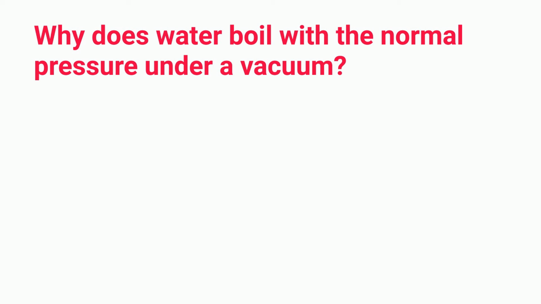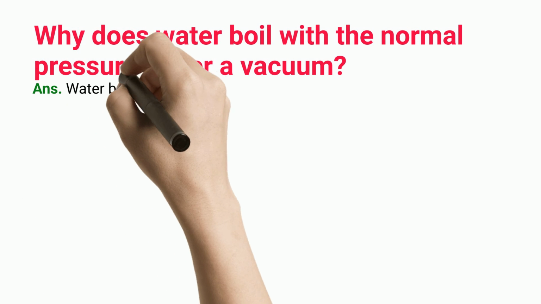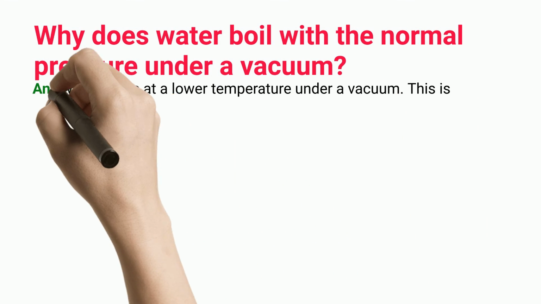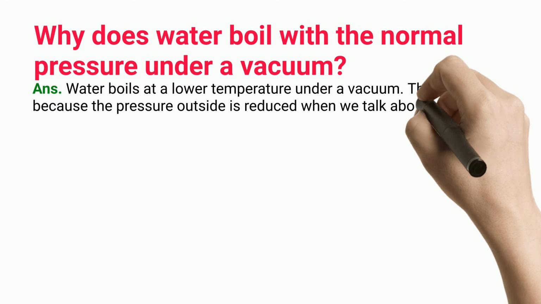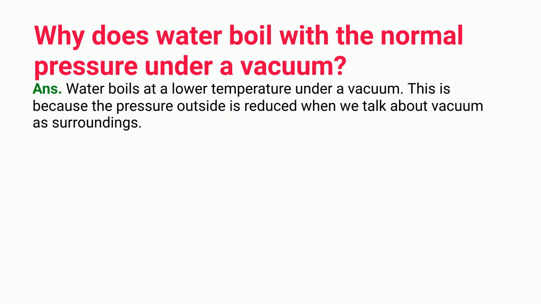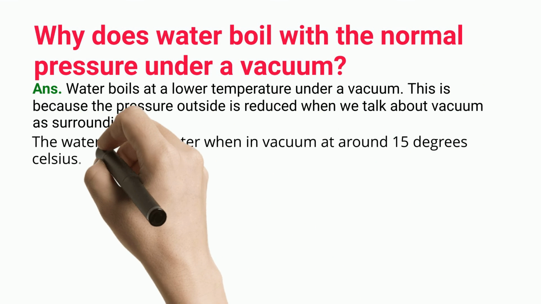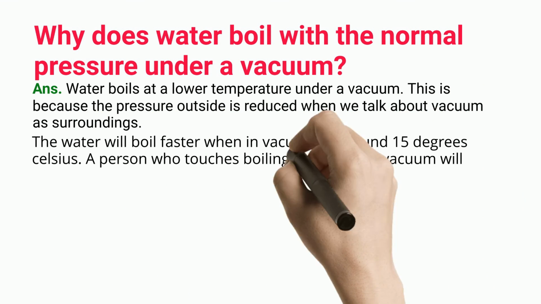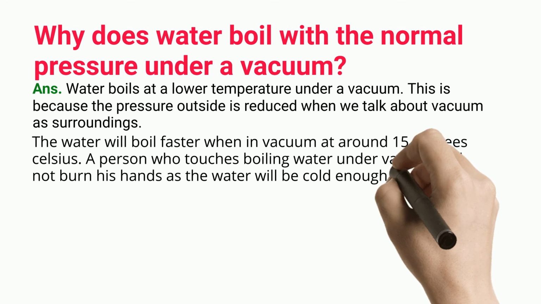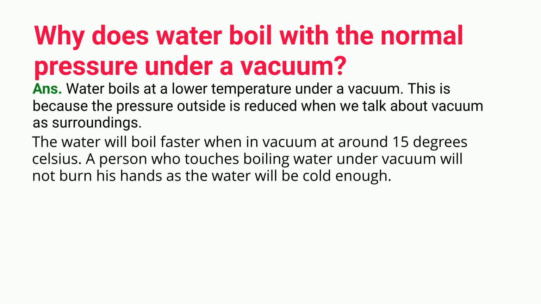Why does water boil at normal pressure under a vacuum? Water boils at a lower temperature under a vacuum. This is because the pressure outside is reduced when we talk about vacuum as surroundings. The water will boil faster when in vacuum at around 15 degrees Celsius. A person who touches boiling water under vacuum will not burn his hands as the water will be cold enough.